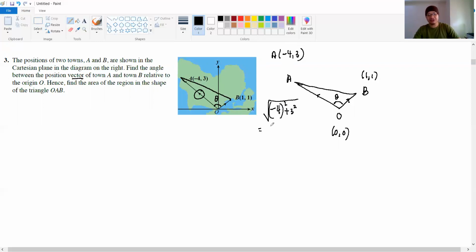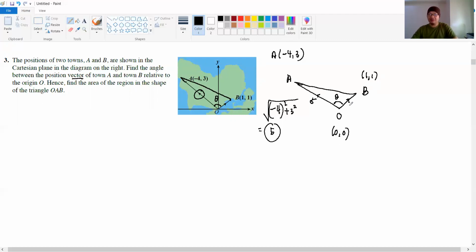So this equals how much? 16 plus 9, which is 25, square root is 5. The answer should be 5 here. The distance OA is 5. In vectors, we also call this the magnitude of the vector. So don't worry, very easy.